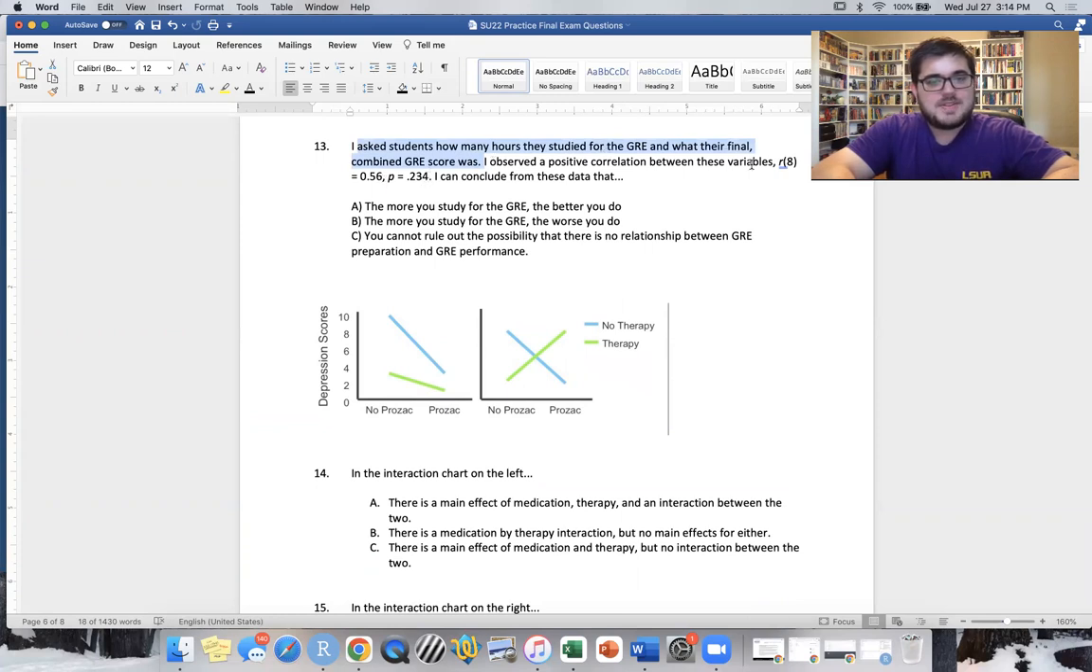The null hypothesis is that there is no relationship, but the data is not improbable enough when you assume the null hypothesis to reject the null hypothesis. So you have to keep the null hypothesis. You can't reject it because p is not less than 0.05. So we cannot conclude that the more you study for the GRE, the better you do.